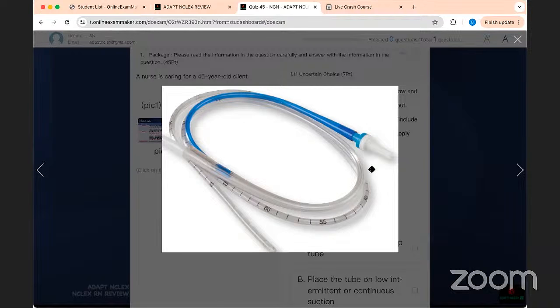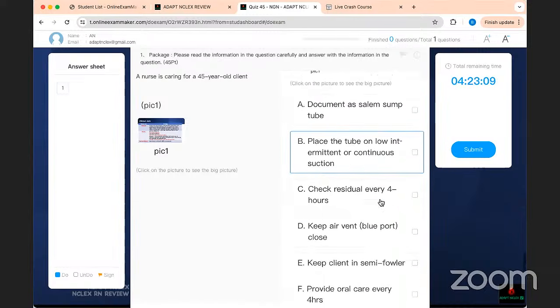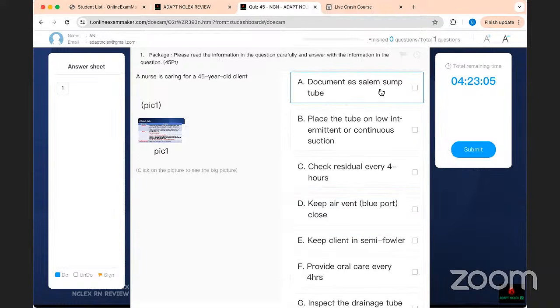And you see the marking. So you have to know what kind of tube that is. It has the blue cap end, and then you have a suction end, and this is what goes into the patient's stomach with the marking, usually close to 55, depending on how tall you are. Right. So the nurse has inserted this tube. You've got to know how to manage it. What do you do? You document it as a saline sample.